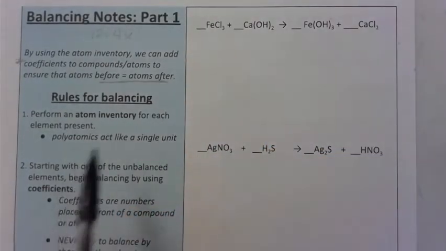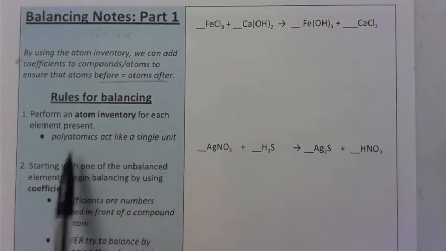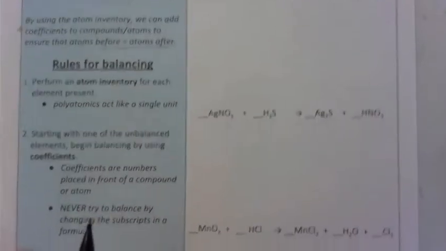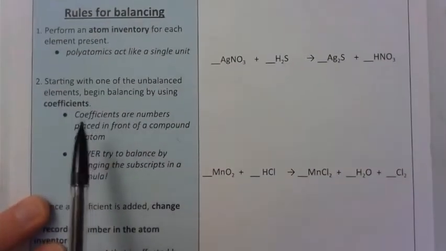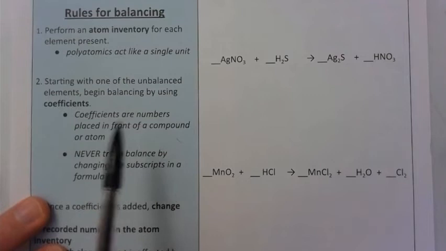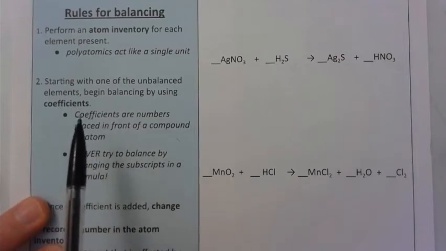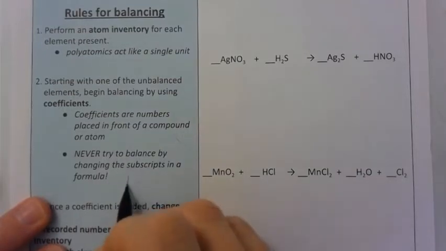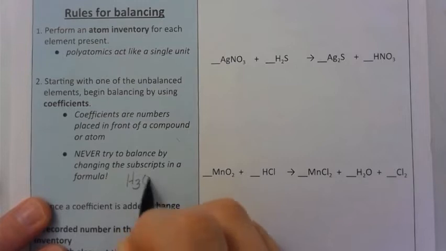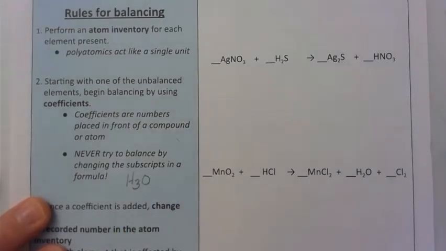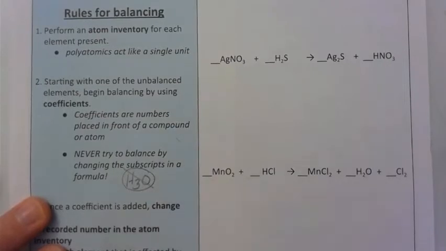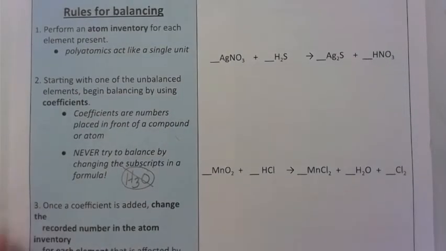Okay, so we're going to follow these rules: perform an atom inventory. Remember that polyatomics act like a single unit, all grouped together. And then, starting with the unbalanced elements, begin balancing by using coefficients. You never try to balance by changing the subscript in a formula. We can't just make something H3O because we need another hydrogen so that our reaction is balanced. H3O does not count. It's H2O.